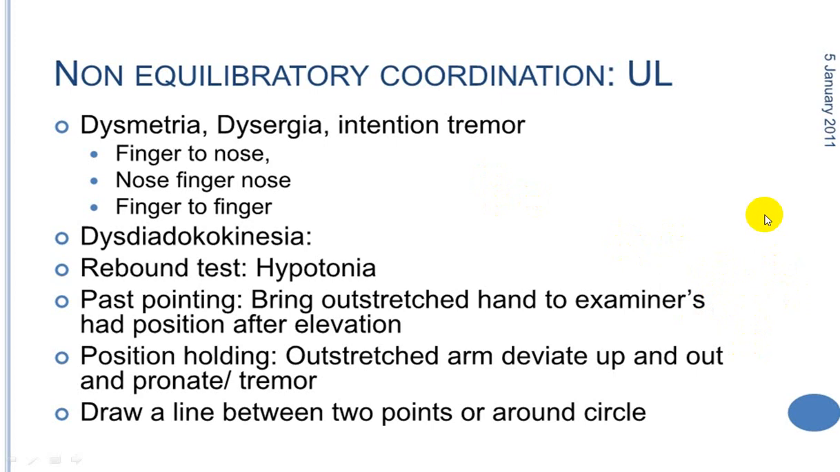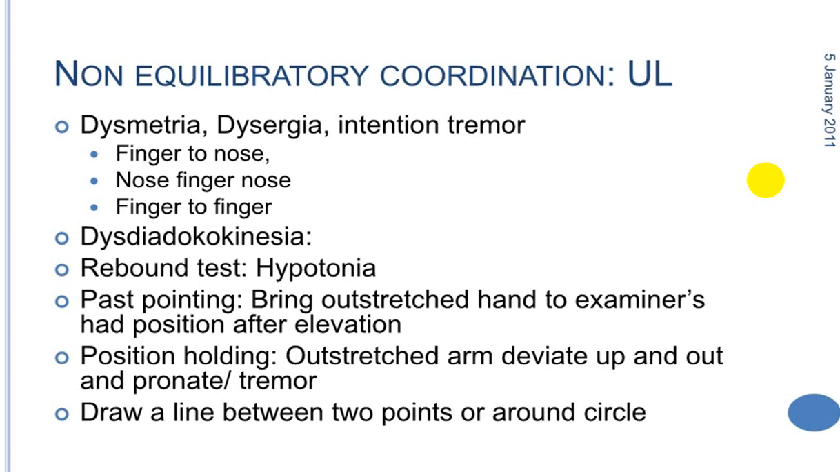So you are asking a person to outstretch the arm and maintain that position. The person will have either past pointing, meaning the arm will have a different position after elevation. That is called the past pointing test. And if you ask the person to maintain the same position, the arm will slowly pronate, and pronation is called Pronator Drift.